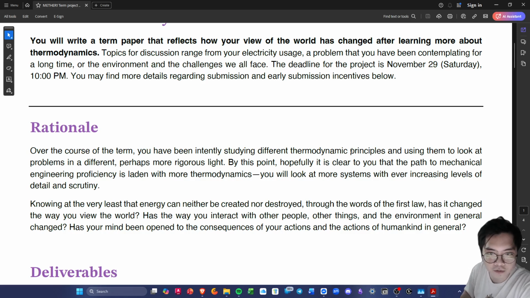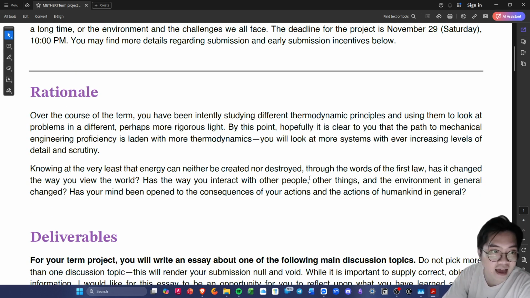By this point, hopefully, it is clear to you that the path to mechanical engineering proficiency is laden with more thermo. After Method 1 is Method 2. And after Method 2, you have, I don't know, Mehetra, MechFlu, RefSys, Mecombe, air vent, stuff like that, right? A major part of mechanical engineering is all about thermodynamics, right? You will look at more systems with ever increasing levels of detail and scrutiny, knowing at the very least that energy can neither be created nor destroyed through the words of the first law.